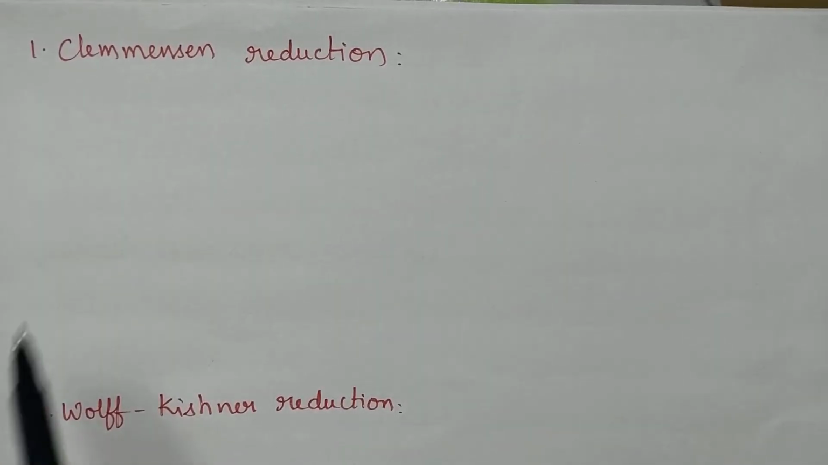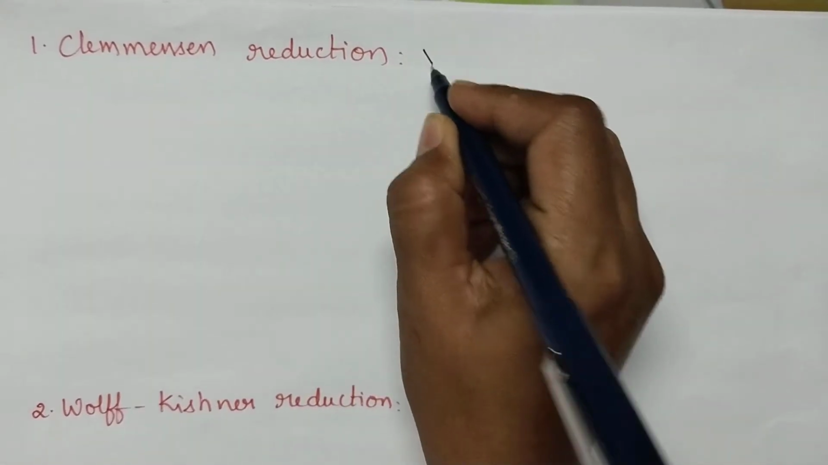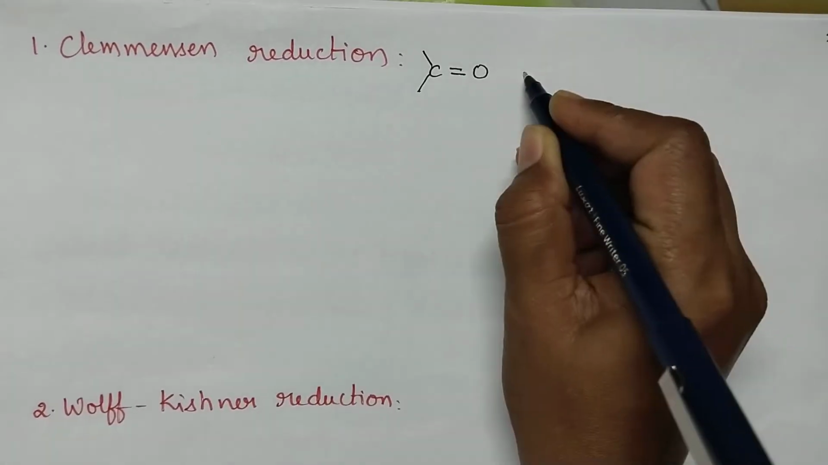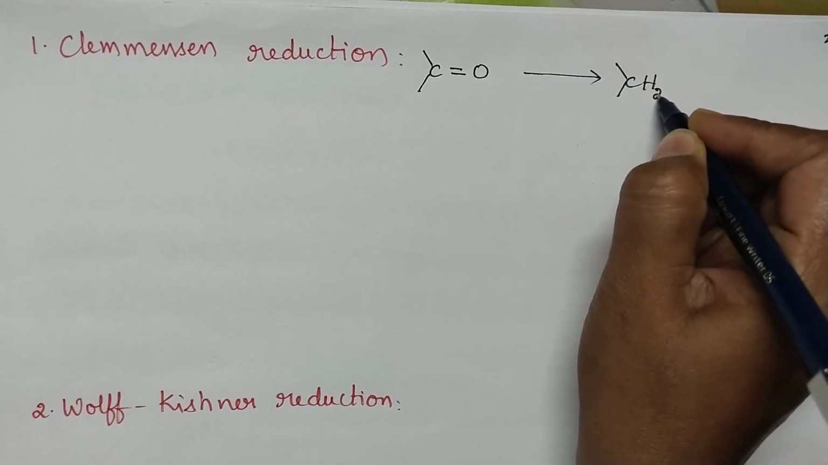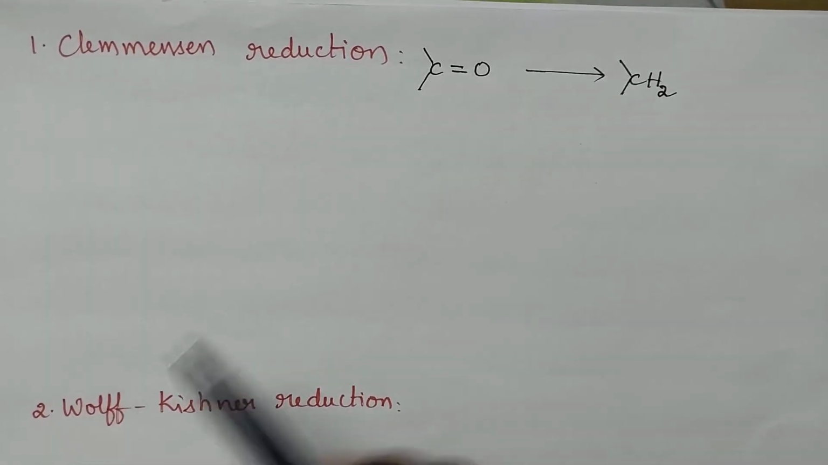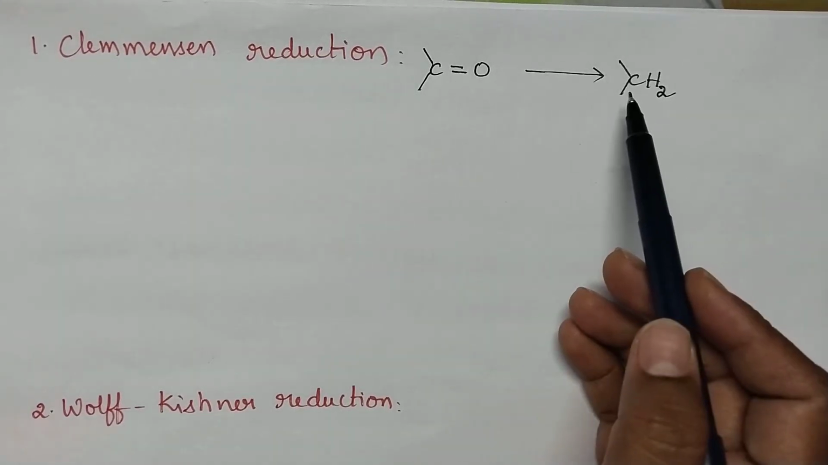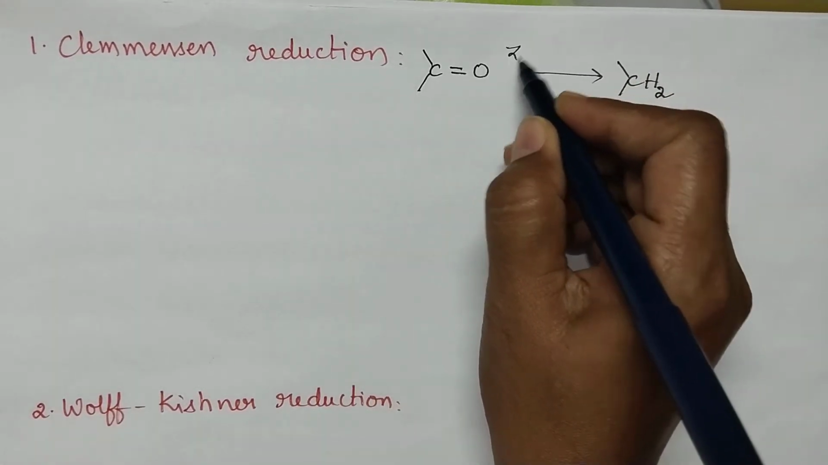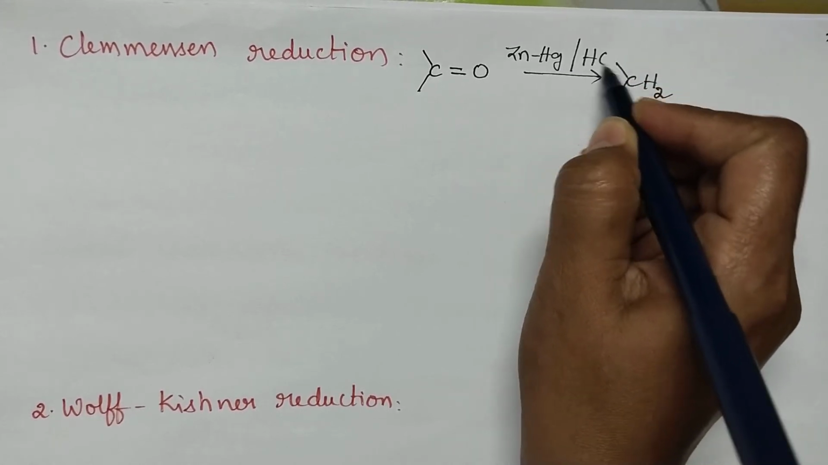So, let us move to the Clemmensen reduction. So, what is the importance of Clemmensen reduction? It involves the conversion of carbonyl group into methylene group, and the reduction takes place in the presence of amalgamated zinc and HCl.